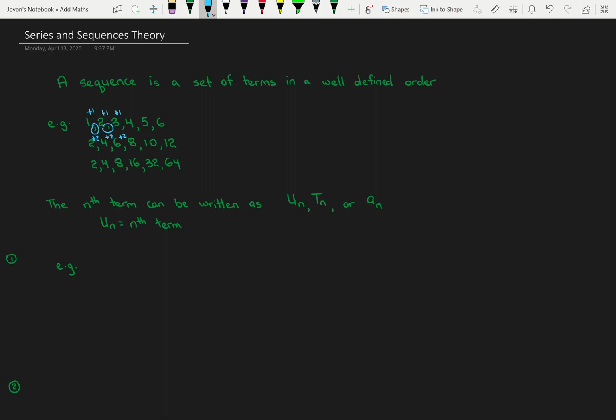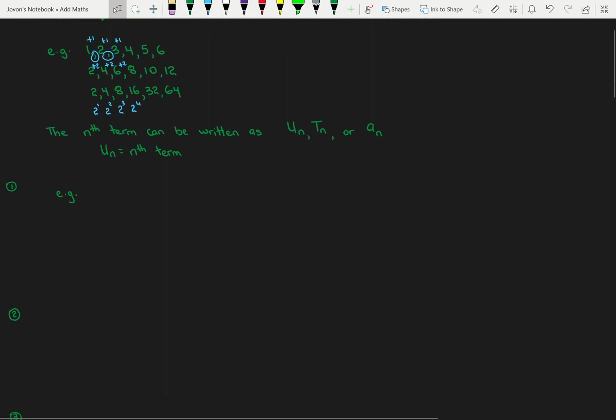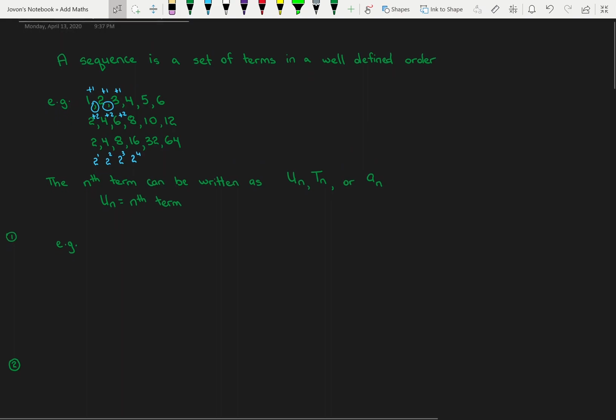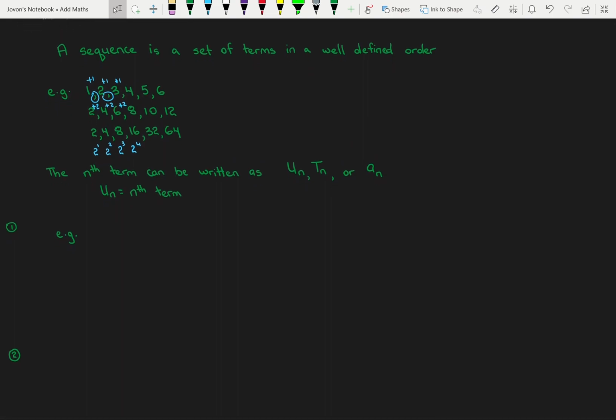The next one, now we could see that this is actually 2 to the power 1. This one here is 2 to the power 2, 2 to the power 3, 2 to the power 4, and so on, right? So over time, you would get accustomed to identifying these different sequences. Sorry, first time, so taking it slow.